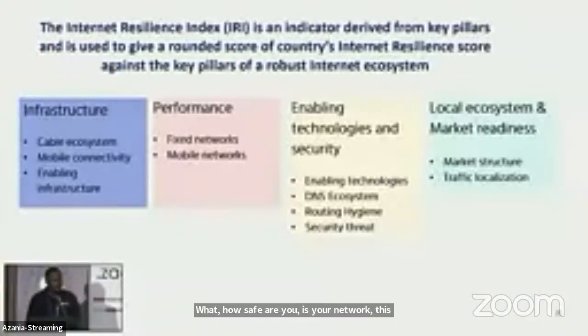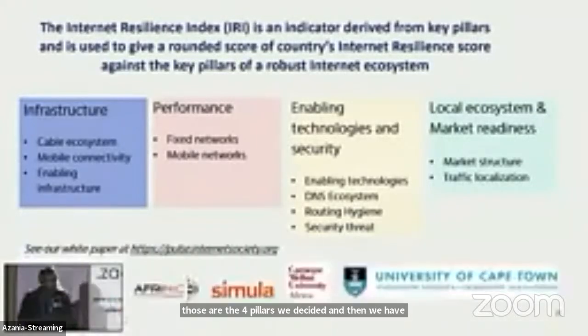And then finally, we look at the local ecosystem in terms of market competitiveness. If there's only one ISP in one country, there's no way it has a more resilient connection than a country with 15 or 20 internet service providers. So those are the 4 pillars we decided on, and then we have different metrics below that.